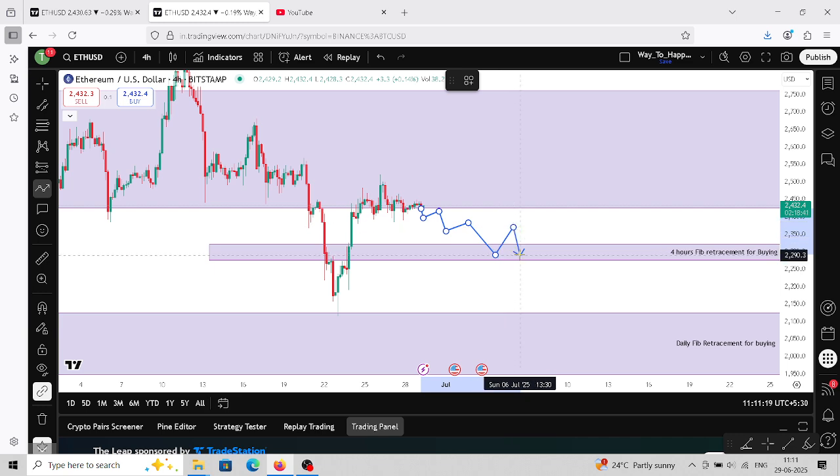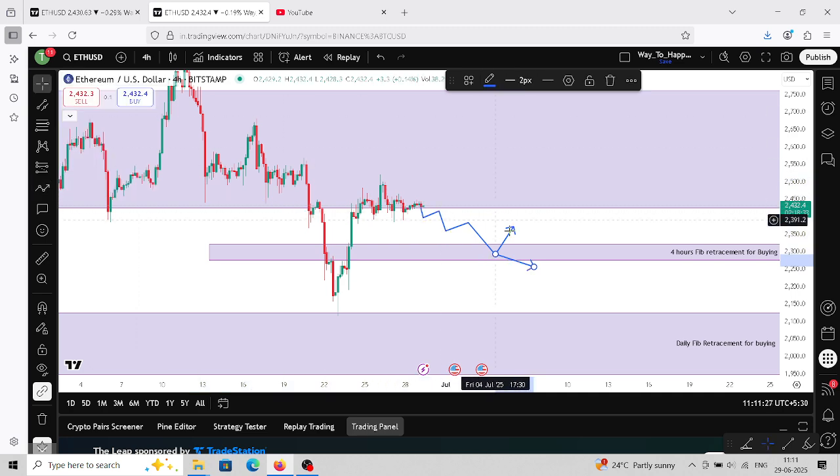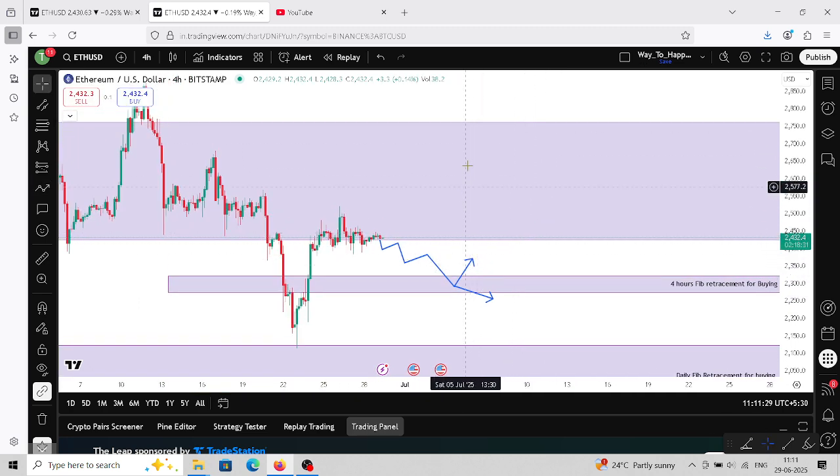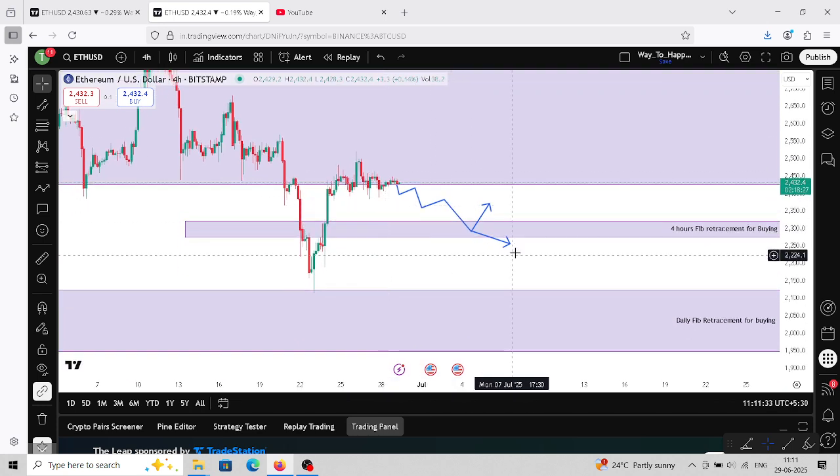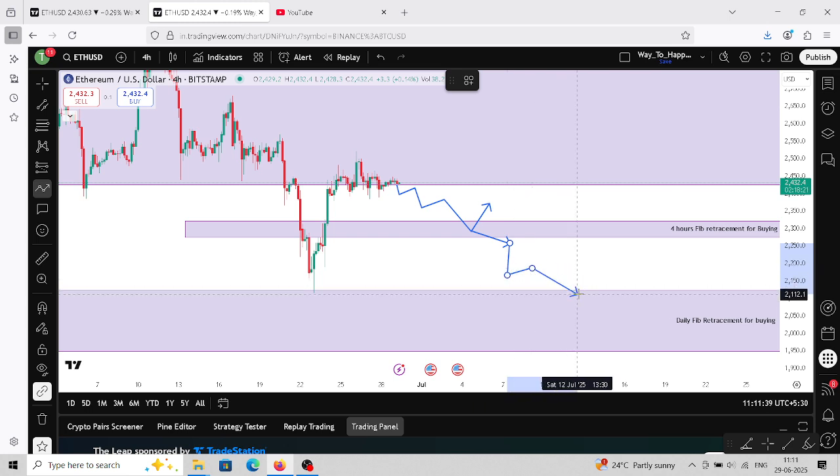Either it will go up or it will go down. Okay. If it goes up, it has a lot to cover till here. But in case it comes down, then there is a level waiting for it here. Yeah, here, and then it can go down.